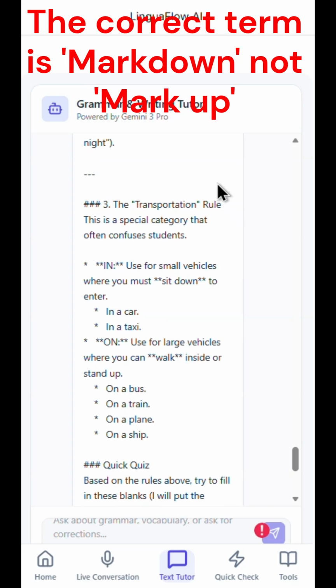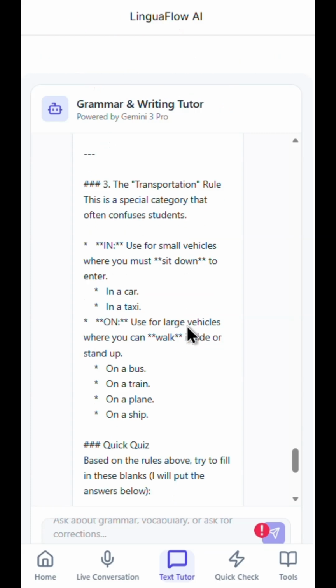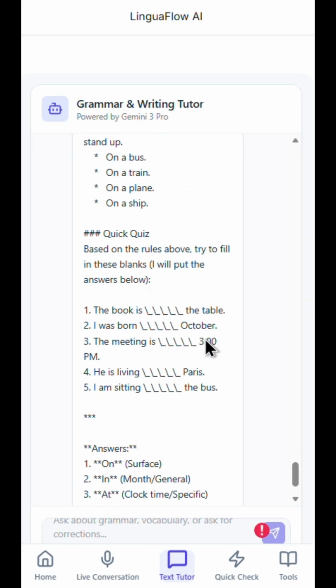And so the transportation rule, this is a special category that often confuses students. So in for small vehicles where you must sit down to enter, in a car, in a taxi. On for large vehicles where you can walk inside or stand up, on a bus, on a train, etc. And there's a quick quiz here. So based on the rules, I've tried to fill in the blanks, I'll put the answers below.